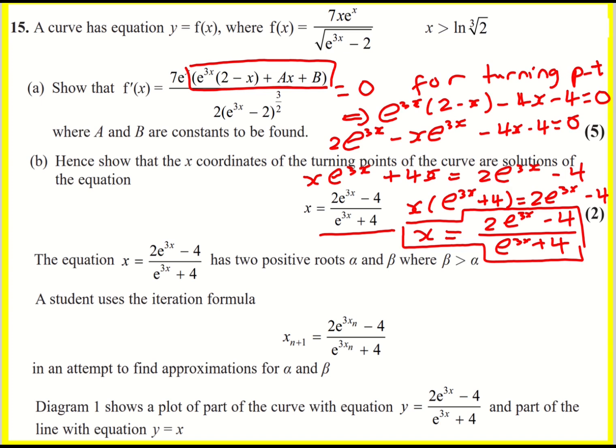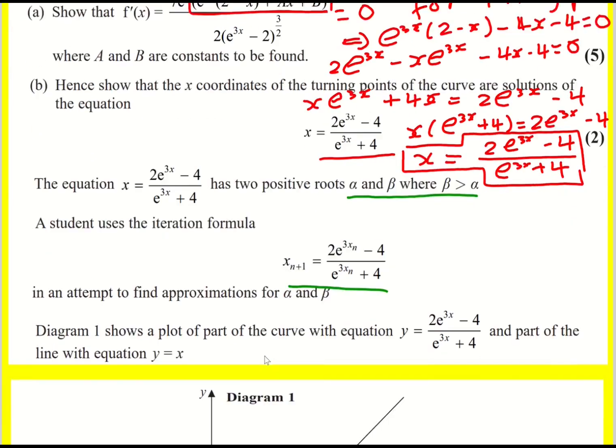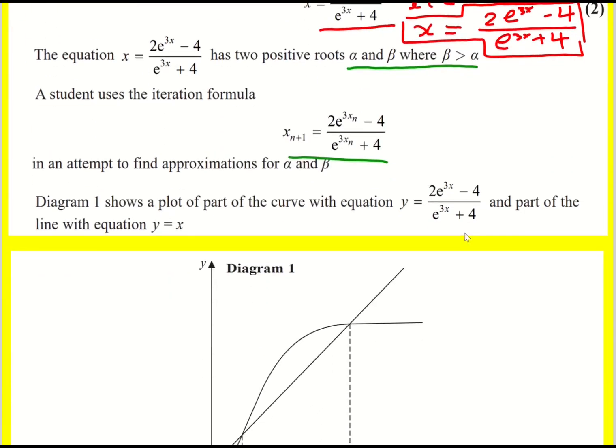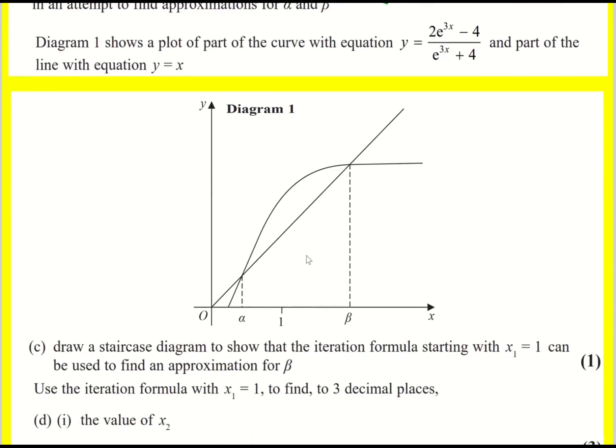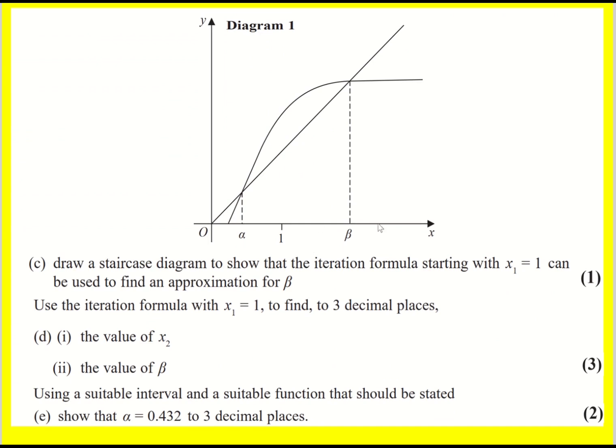We're then told this equation has two positive roots, alpha and beta, where beta is greater than alpha. A student uses this iteration formula, fixed point iteration, in an attempt to find approximations for alpha and beta. Diagram 1 shows a plot of part of the curve y equals this function and part of the line y equals x. Draw a staircase diagram to show that the iteration formula starting with x1 equals 1 can be used to find an approximation for beta. So here we are, the second point of intersection.